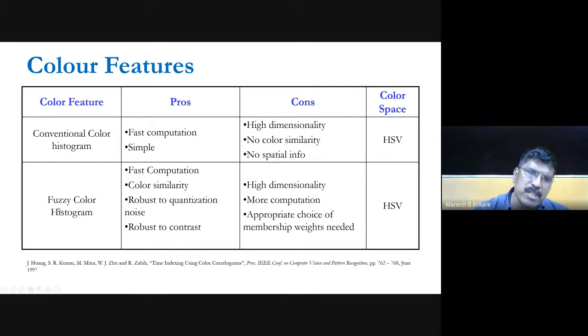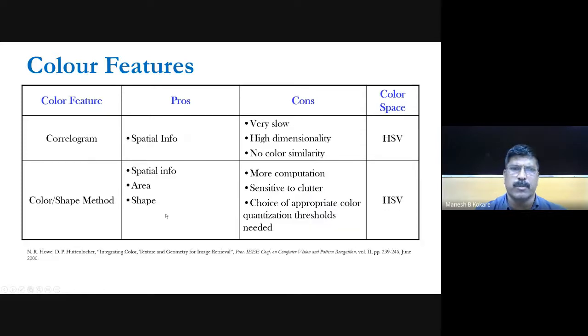Then fuzzy color histogram can also be used for extracting the color features. The advantages are fast computation, color similarity, and robustness to quantization, noise, and contrast. But what are the cons of this particular histogram? Fuzzy methods are used here, so high dimensionality is there, more computation is there, and an appropriate choice of membership weights is needed. The HSV color model is used for the fuzzy color histogram and so on.